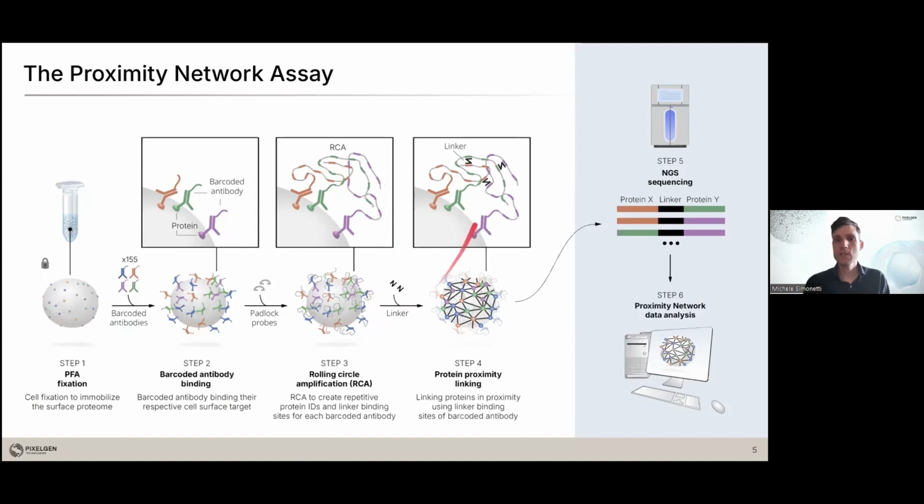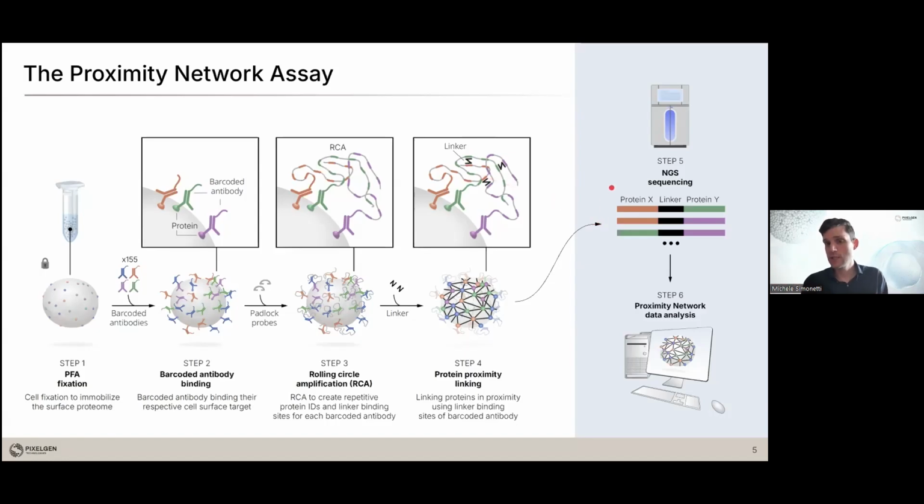You then add linkers. As you can see in the drawing, the linkers bind the rolling circle products that are in close proximity. And the key here is that the rolling circle product is basically an elongation of the oligo and contains multiple sites where the linker can bind. Therefore, it's not just a connection between one protein and one protein, but a connection between one protein and several different proteins, depending, of course, on the close proximity.